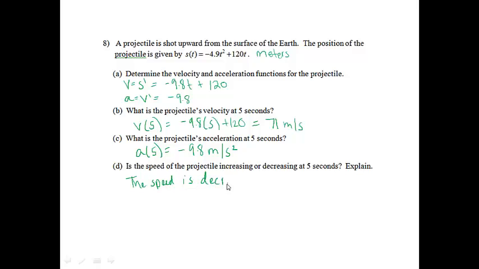So I will say that the speed is decreasing because velocity at 5 is positive, yet the acceleration at 5 is negative. I could also say velocity and acceleration have different signs or something like that.